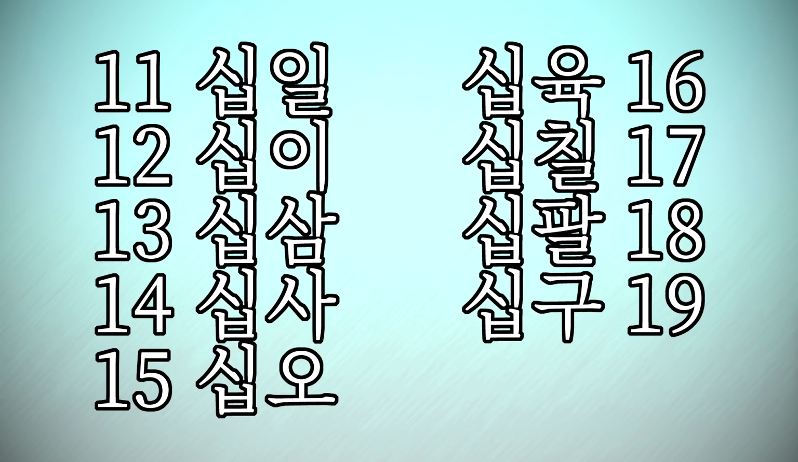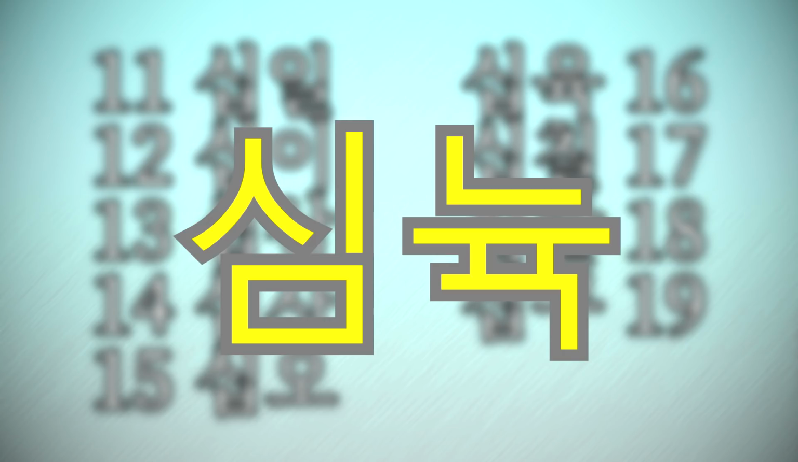12, 13, 14, 15, 16. Now 16 is actually pronounced 심육, not 십육. The reason for this is because this word originally comes from Chinese and it has to do with sound change rules. But for now, just know that 16 is pronounced 심육.